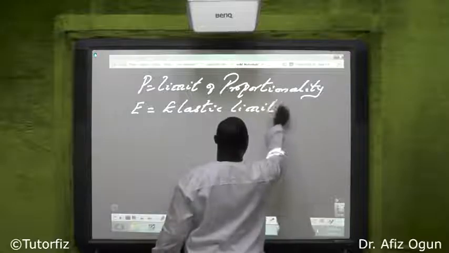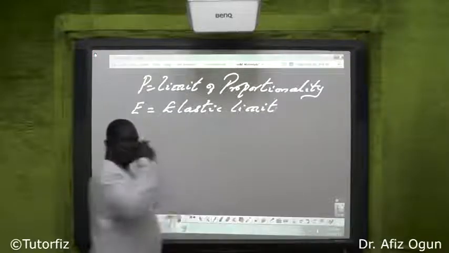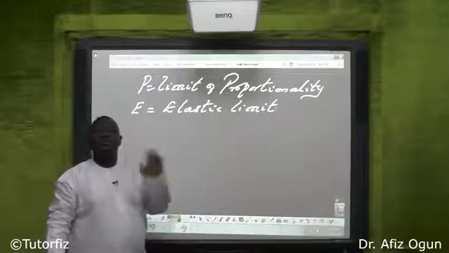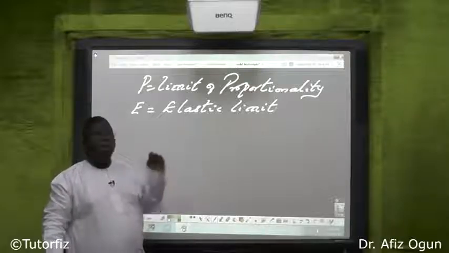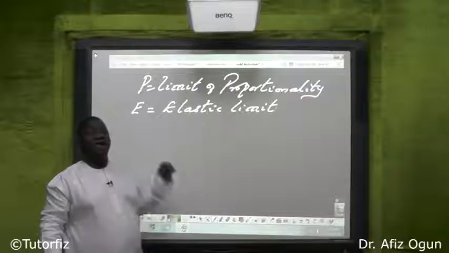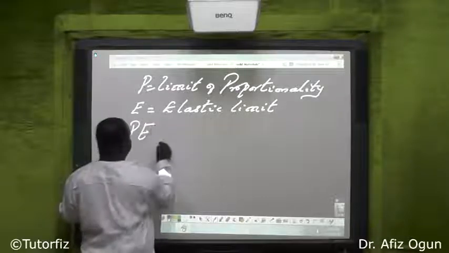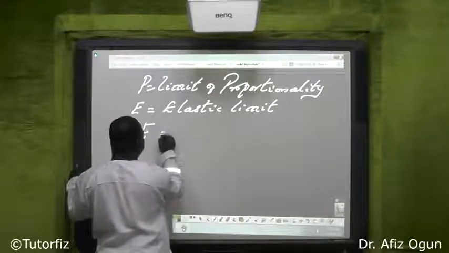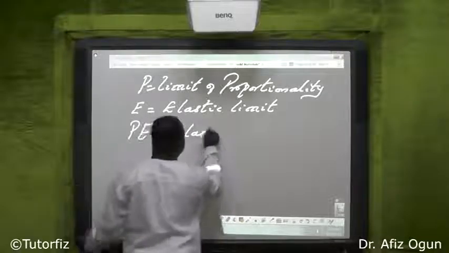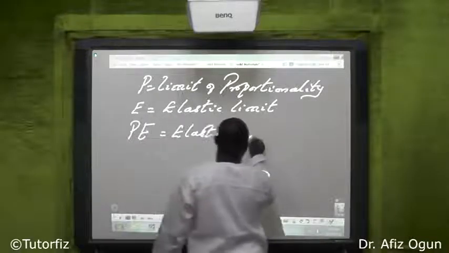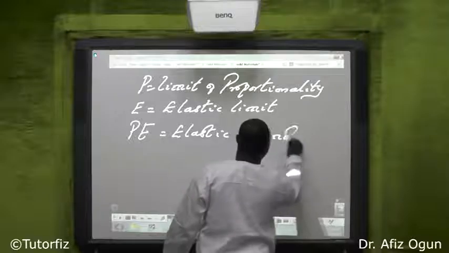Again, at the limit of proportionality, yes, it is still elastic, but it is no longer proportional. Between P and E, it is elastic but not proportional.